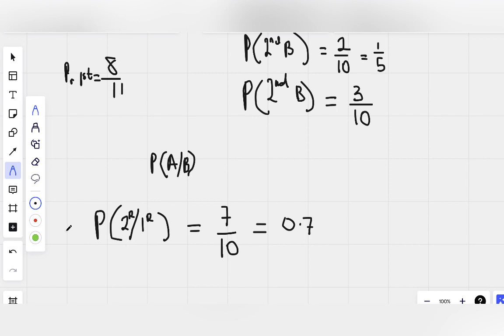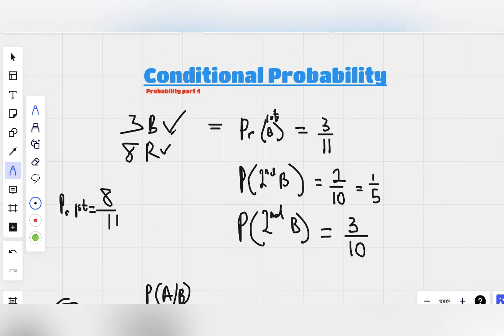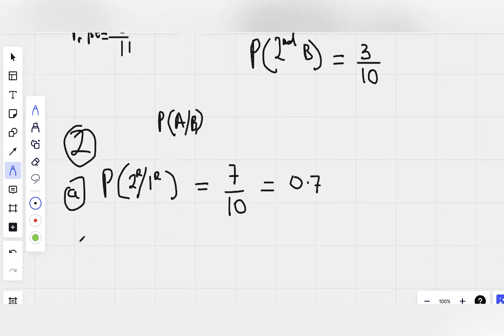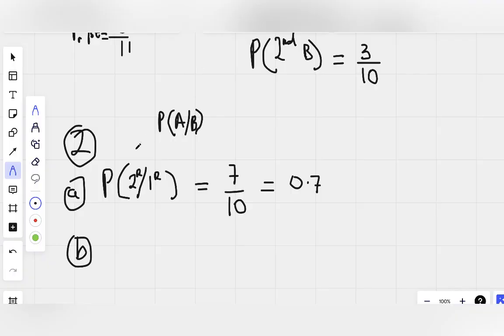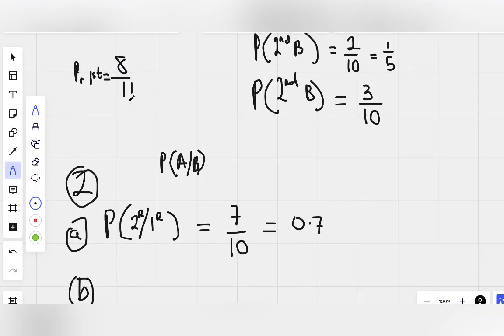Now, the B part of the question, we're solving problem 2. Problem 1 was when we did this one. Now, the B part of the question is to find the probability that the second counter is blue, given that the first counter was red. Now, we already know the probability of the first one being red is 8/11.